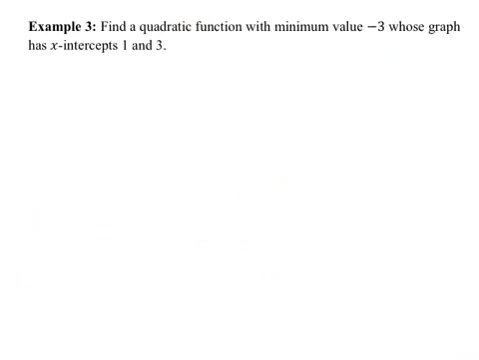Example 3 says to find a quadratic function with a minimum value, negative 3, whose graph has x-intercepts of 1 and 3. So right away we can draw this. Think about x-intercepts of 1 and 3. And we can say to ourselves that there's a minimum. If there's a minimum, it's got to open upward. Now the value of the minimum is negative 3. So the graph is going to be down here. Here's the value of the minimum right here at negative 3.